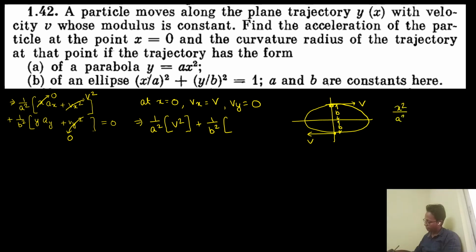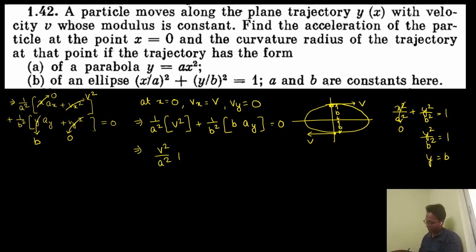x square by a square plus y square by b square is equal to 1. Okay, at x is equal to 0, y square by b square is equal to 1, so y is equal to b. So out here at x is equal to 0, this value is equal to b. So b into ay is equal to 0, or v square by a square plus this b and this square gets cancelled, ay by b is equal to 0.